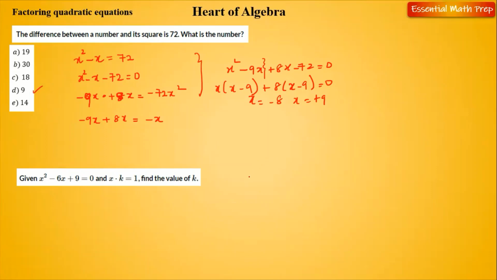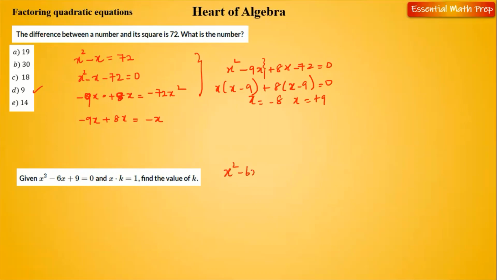Okay. x squared minus 6x plus 9 equals 0 and x times k equals 1. Find the value of k. So if we find x, then we put it into this expression, then we can get the value of k. So let's solve this quadratic expression.